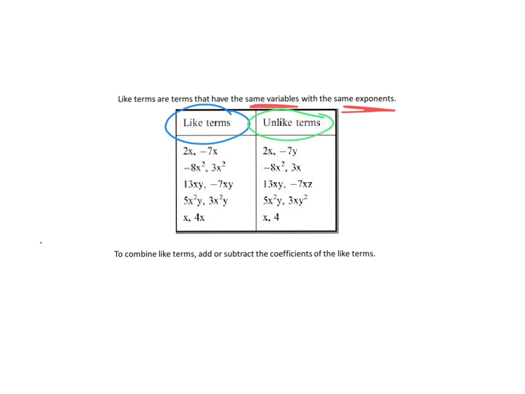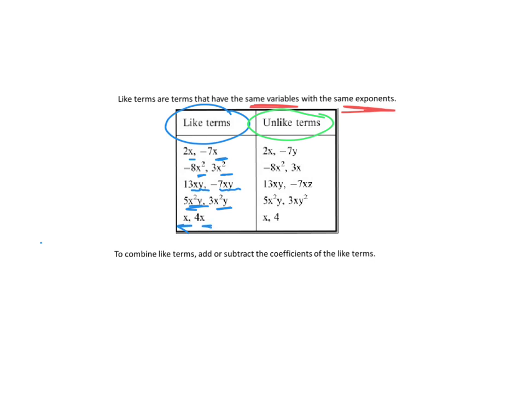On the left-hand side with the like terms, the first pair, these are like because they both have the variable x, and that's it. The second one, they have the variable x with an exponent of 2, so that makes those like terms. The third one, we have 13xy and negative 7xy. They both have xy. The fourth one, we have 5x squared y and 3x squared y. Once again, same variables, same exponents, and the same thing on the last one. We have a 1x and a 4x.